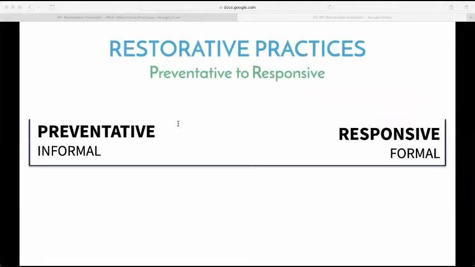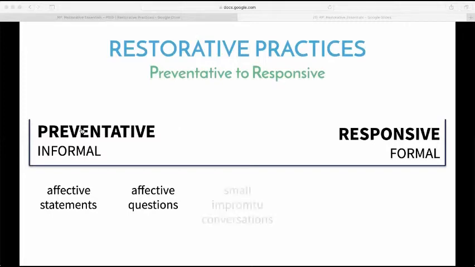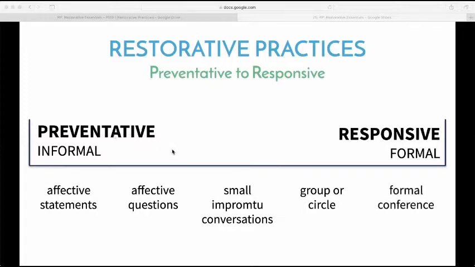Restorative practices range from informal to formal, from preventative to responsive. On a restorative practices continuum, the informal practices include affective statements that communicate people's feelings, affective questions that cause people to reflect on how their behavior has affected others, small impromptu conversations, groups and circles which are somewhat more structured but do not require the elaborate preparation needed for formal conferences.